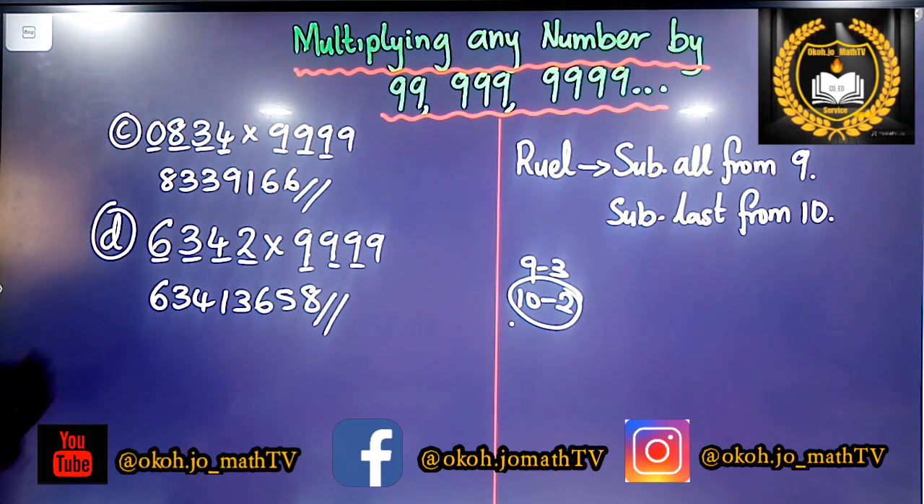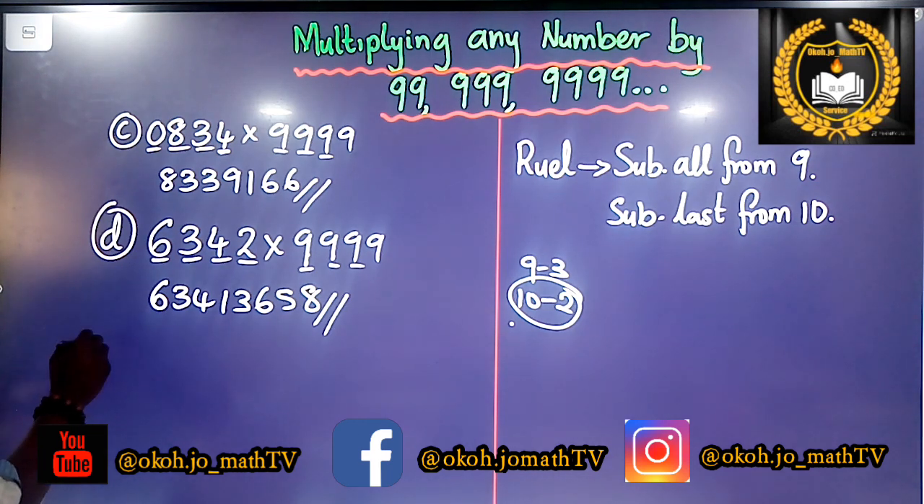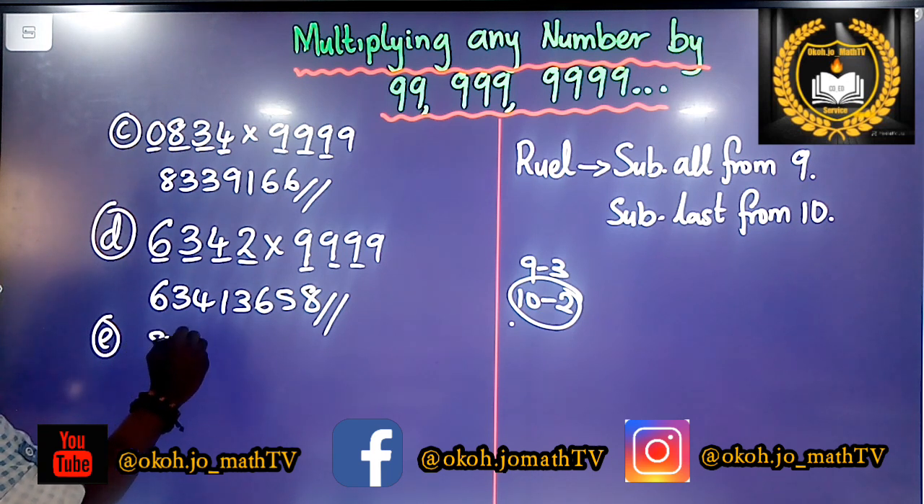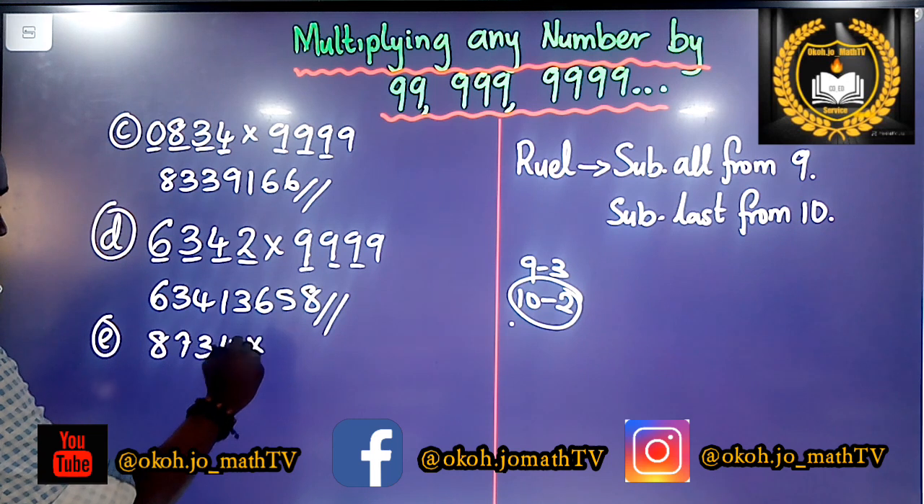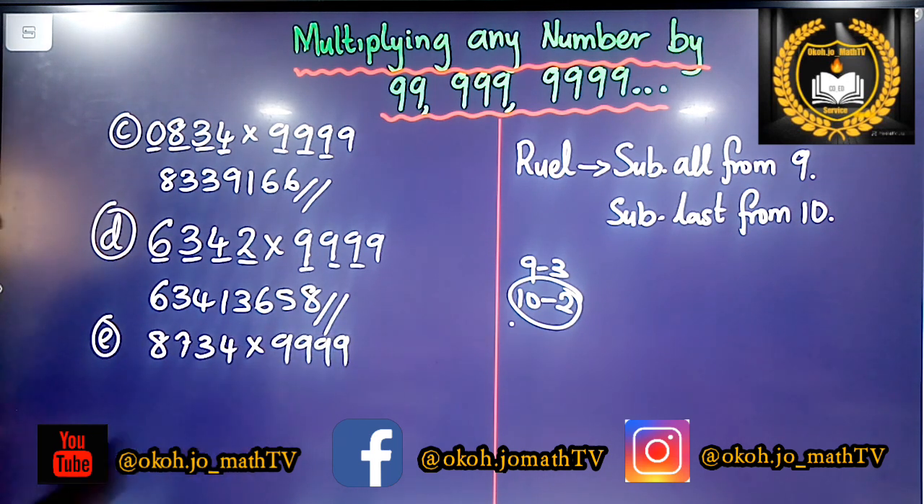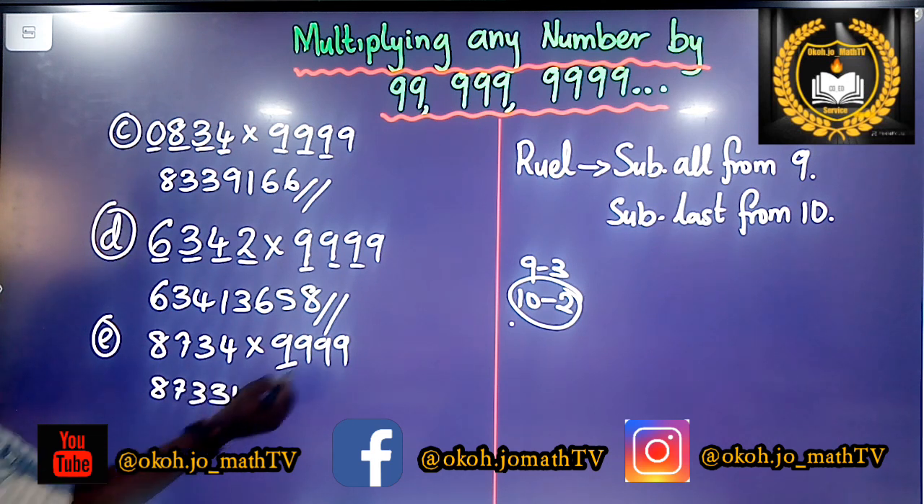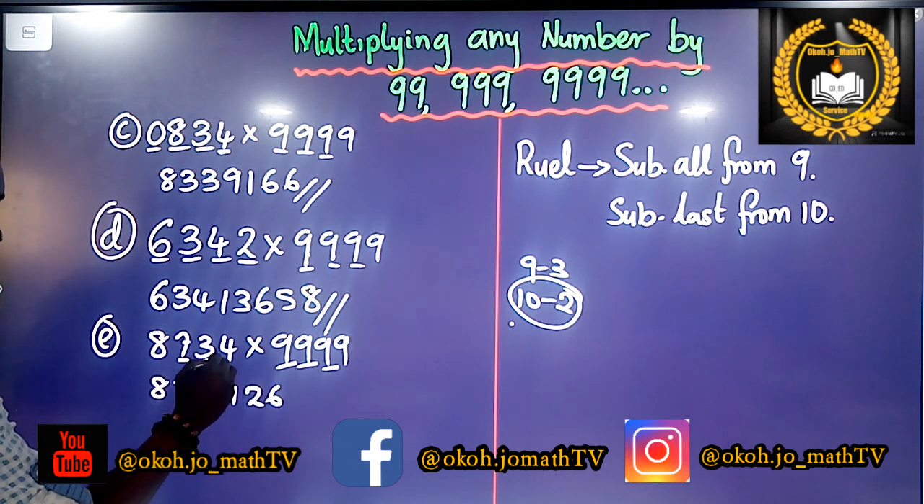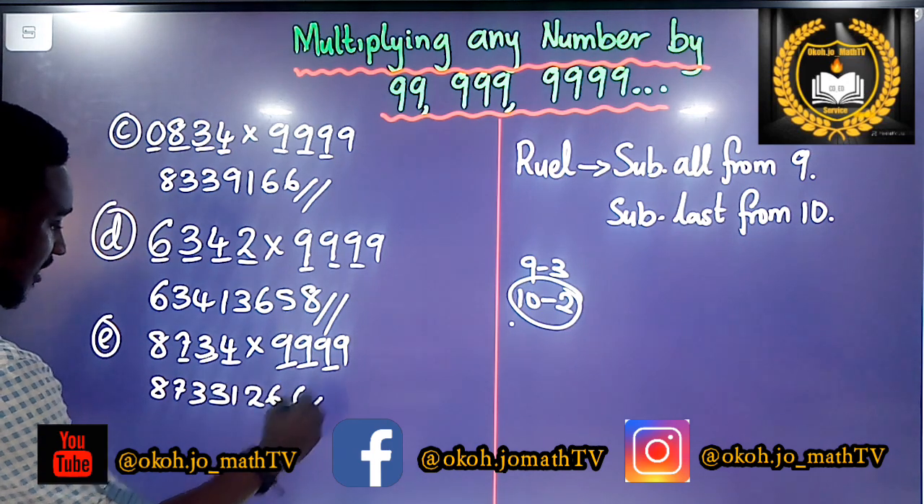So let's look at finally a number that is very close to 9,999. Let's say E. So let me give you 8,734 times 9,999. Is that okay? So subtract 1 from the whole of this number. You should have 8,733. Is that clear? Then 9 minus 8 is 1. 9 minus 7 is 2. 9 minus 3 is 6. Then 10 minus 4 is 6. And this is your answer.